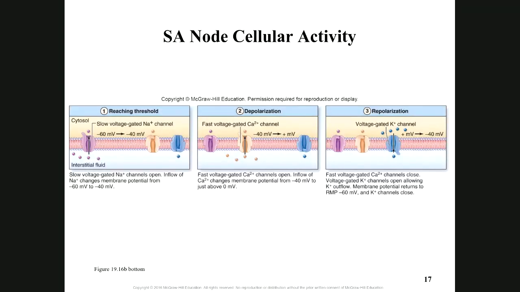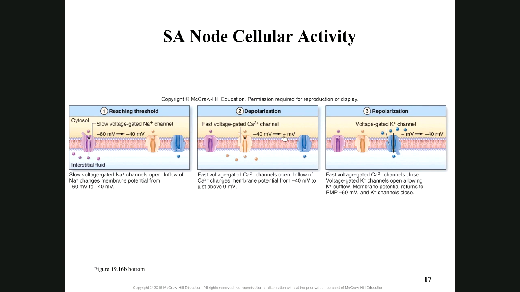Again, in this picture, you can see the SA node activity. During reaching threshold, only the voltage-gated sodium channels are open, and sodium ion can come into the cell. Here, the cytosol is the upper part, and the interstitial fluid is the lower part. Then, when we reach the threshold level, the fast voltage-gated calcium channels become open, and we have influx of calcium ion inside the cell. Inside the cell becomes more positive from negative 40 to 0.